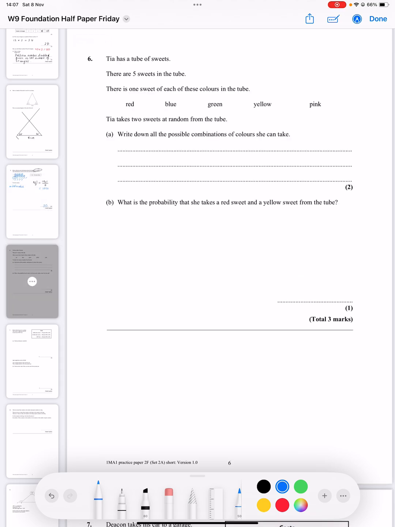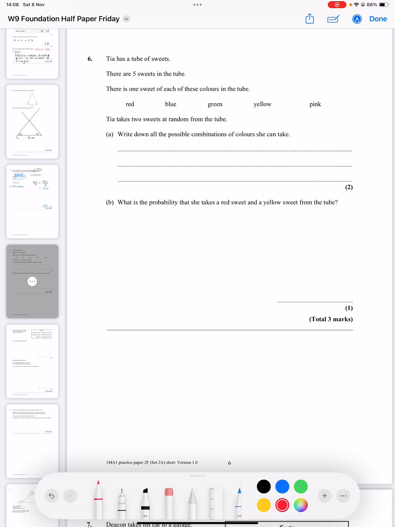Question 6, Tia has a tube of sweets. There's 5 sweets in the tube. There is 1 sweet of each of these colours in the tube, and that's going to be important for this question. Tia takes 2 sweets at random from the tube. Write down all the possible combinations of the colours she can take.